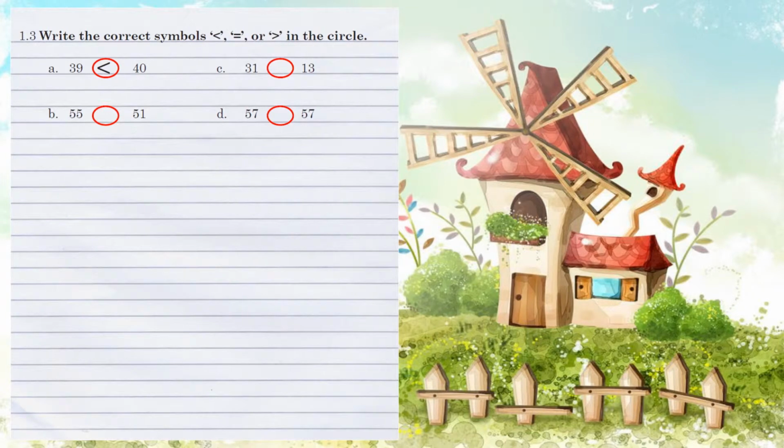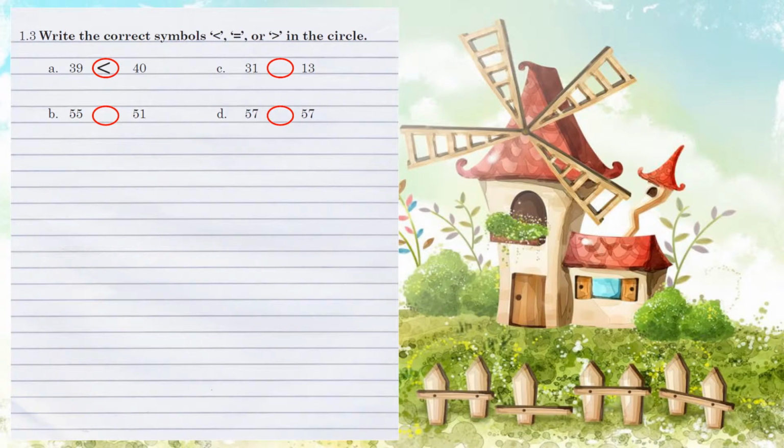Let's look at Unit 1.3. Write the correct symbols using our less than symbol, our equal to symbol, or our greater than symbol in the circle. Look at example A. 39 compared to 40. Well, 39 is smaller than 40, so we're going to use the less than symbol, and you can see the smaller side of the symbol is to the smaller number.